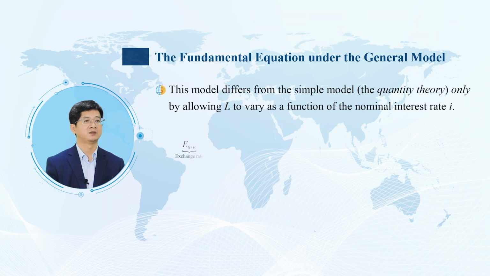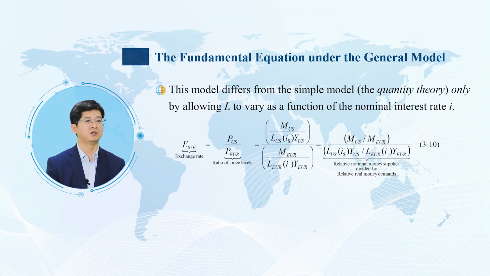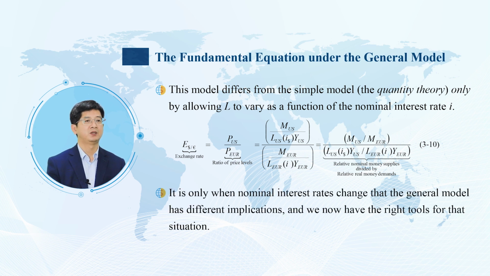Now that we understand how the nominal interest rate is determined in the long run, our general model is complete. This model differs from the simple model only by allowing L to vary as a function of the nominal interest rate i. The exchange rate is equal to the ratio of price levels, equal to relative nominal money supplies divided by relative real money demands. It is only when nominal interest rates change that the general model has different implications, and we now have the right tools for that situation.